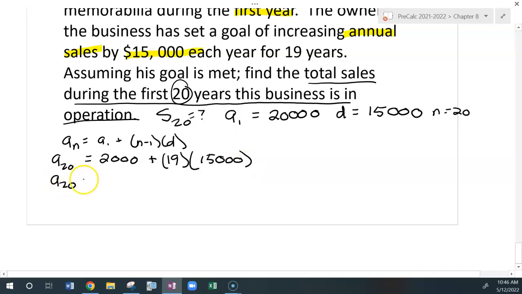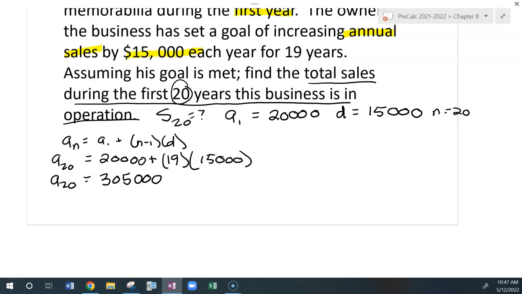So A sub 20 is going to equal 20,000 plus 19 times 15,000, and I get 305,000. So if they meet their goal, the 20th year of operation, they should make $305,000.